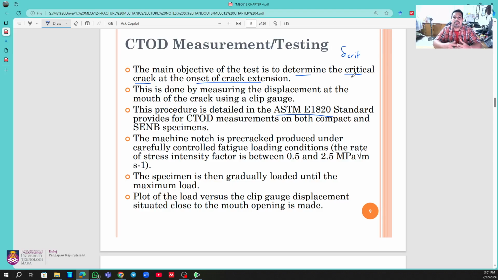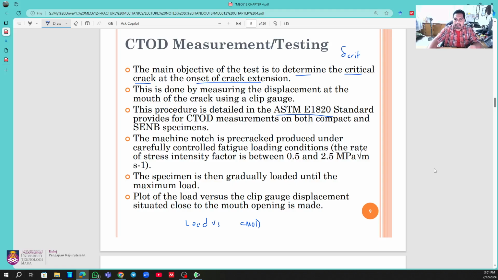Of course, once we fabricate the specimen, there are conditions that need to be fulfilled, which is we need to create the pre-cracking by means of fatigue pre-cracking under a certain load that is given here. The specimen is then gradually loaded until the maximum load, and we have to plot the load versus the clip gauge displacement. In our case, this is the load versus CMOD. I think last time I already discussed the CMOD. CMOD means crack mouth opening displacement.